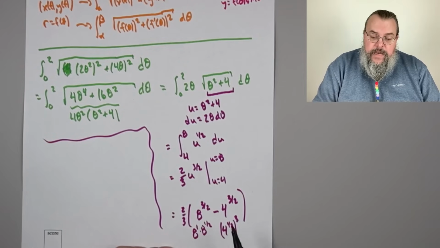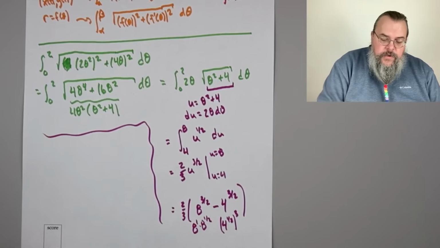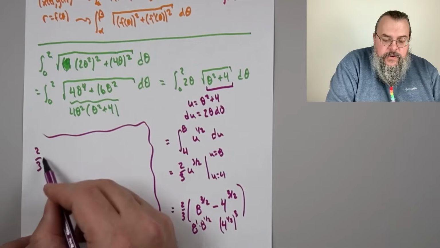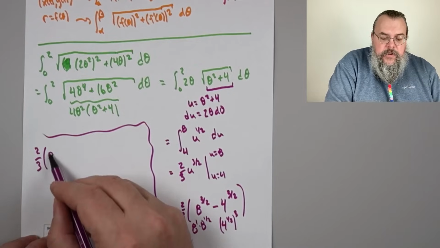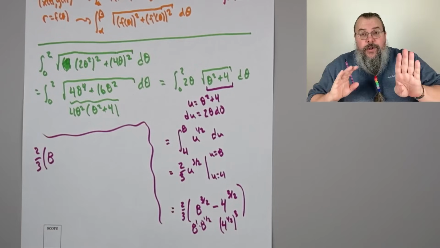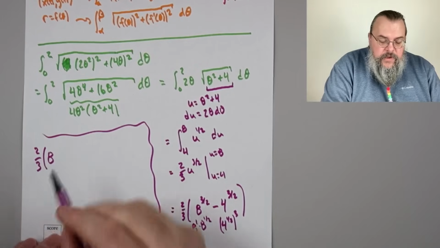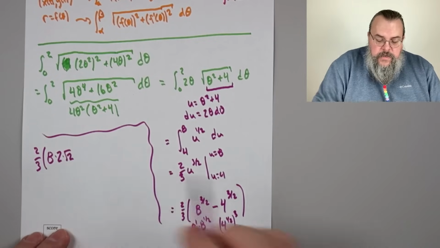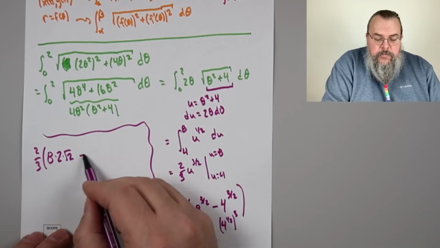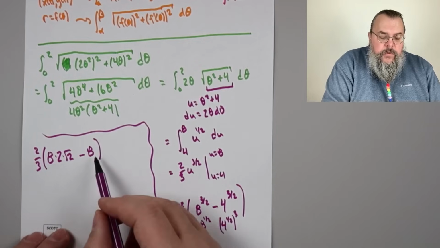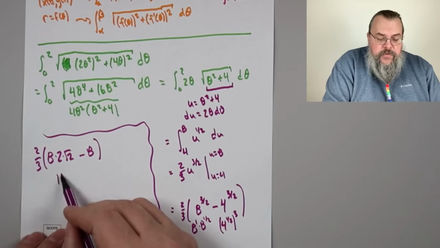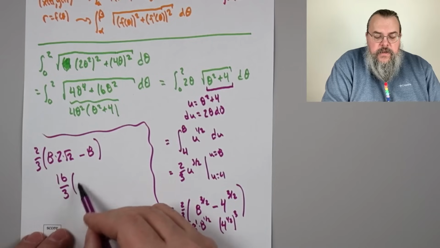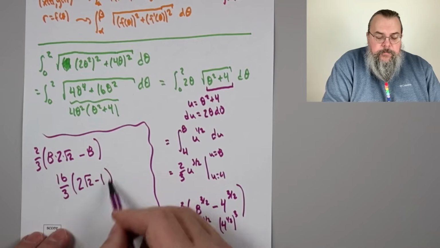And 8 to the 1/2, well, what can we do? One thing we can do is we can say 8 to the 1/2 is like 4 to the 1/2 times 2 to the 1/2. So that becomes 2 times square root of 2. And then we have this part here, minus 8. So pull out an 8, we end up with 16 over 3, 2 root 2 minus 1.